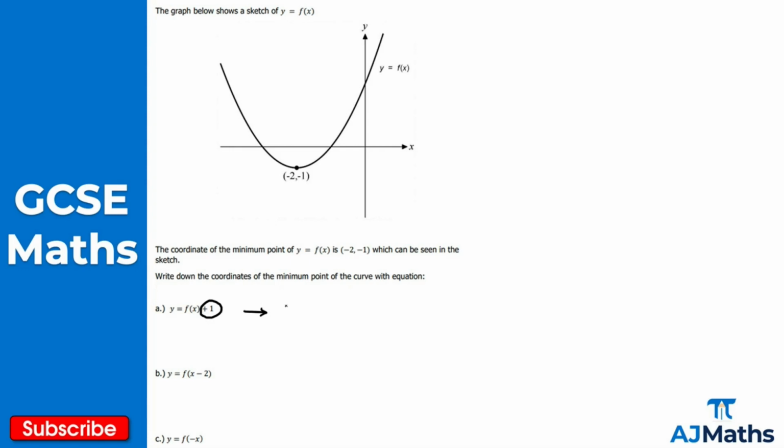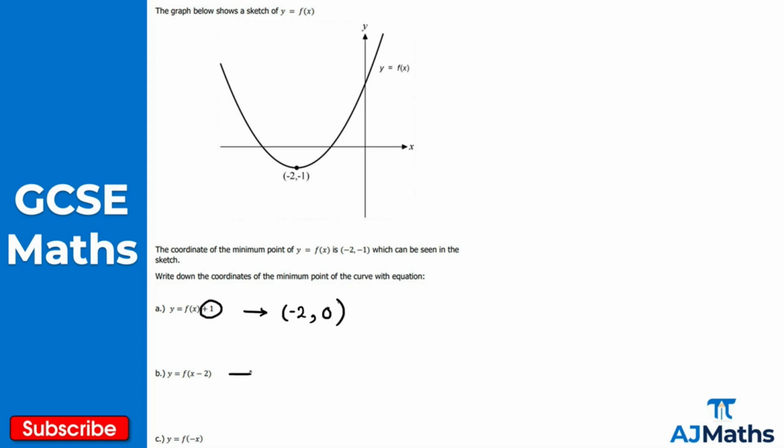In this case, that would be -2. And the y coordinate here will be -1 plus 1, giving me 0. So essentially what's happening here is everything's moving up 1 unit. So our minimum point here would then be here. That's the solution to part A, the coordinates of the minimum point.